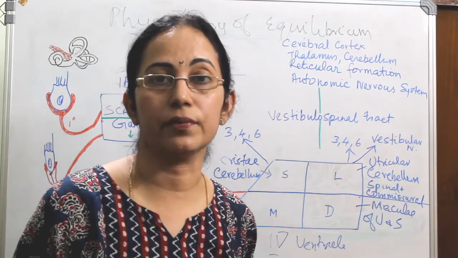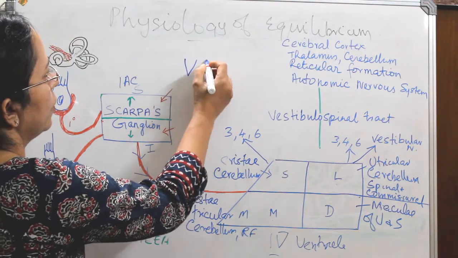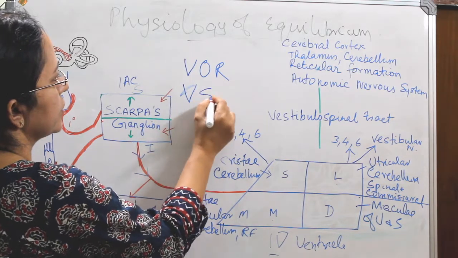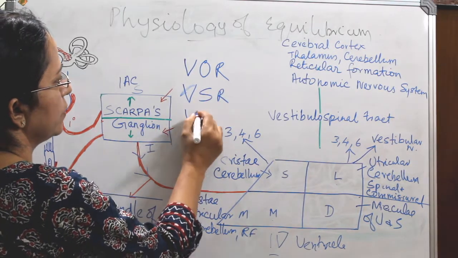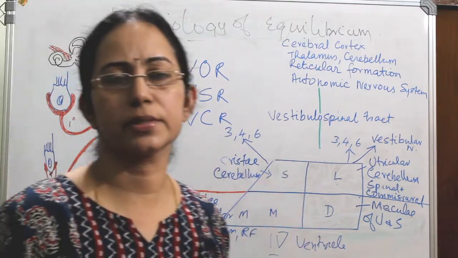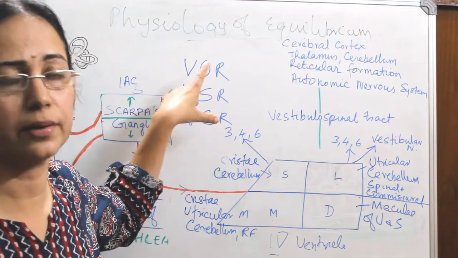Primary vestibular reflexes are 3 in number, and they are the vestibulo-ocular reflex, vestibulo-spinal reflex and vestibulo-colic reflex. There are 3 reflexes which are very important in balancing. So these are the primary vestibular reflexes.